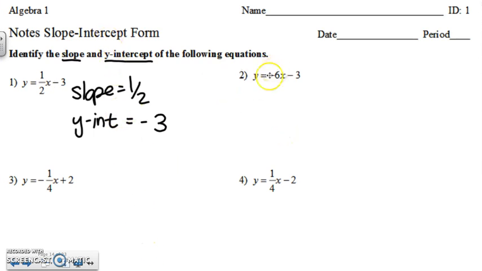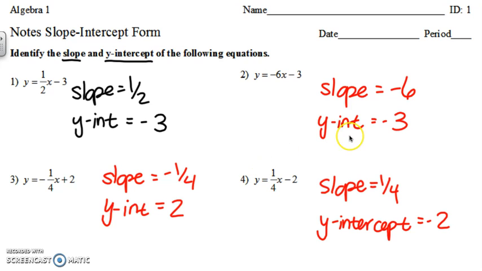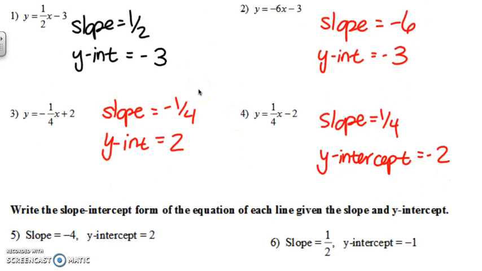So why don't you pause and try 2, 3, and 4, and then we'll go over the answers. Answers for 2 through 4. So I got slope was a -6, and then your y-intercept was a -3. Over here, slope was a -1/4, intercept was a +2, and then over here, intercept was a -2, and slope was a +1/4. So that is how you find slope and y-intercept in an equation.